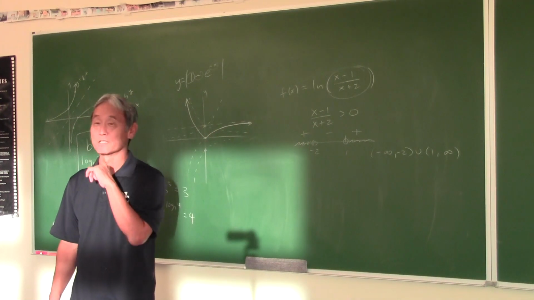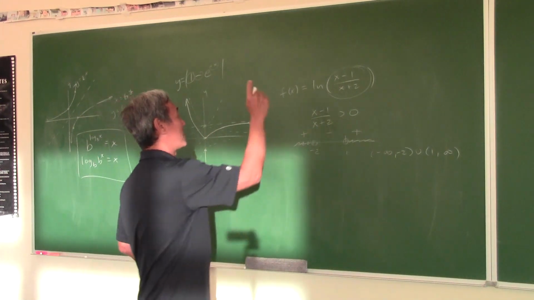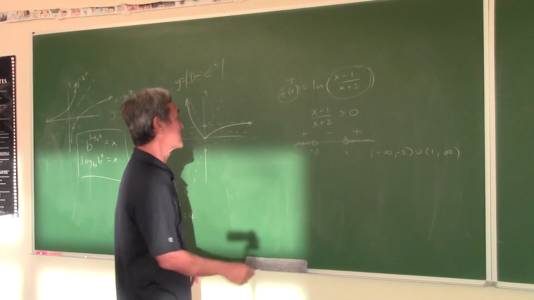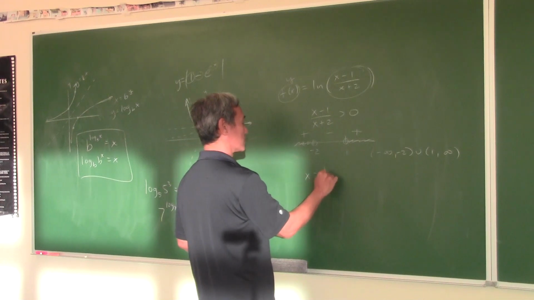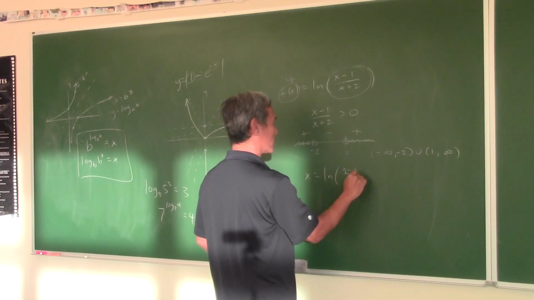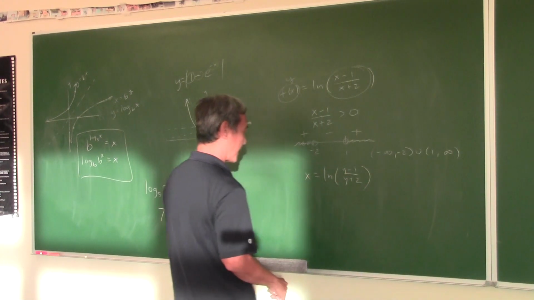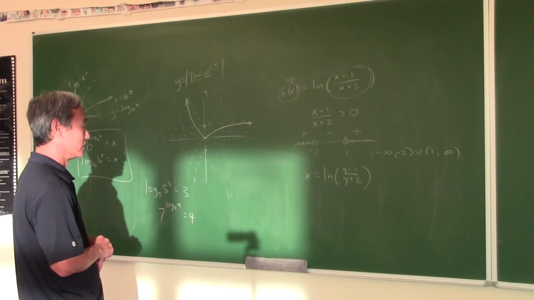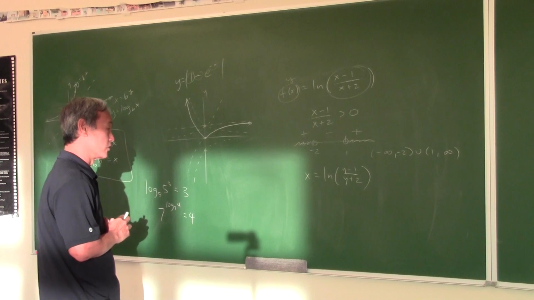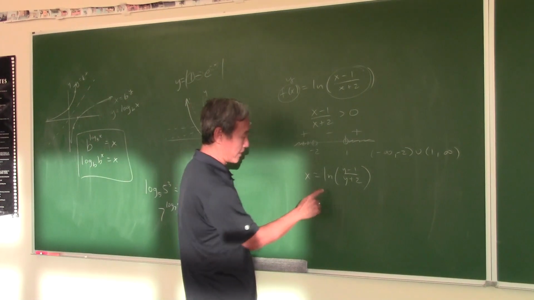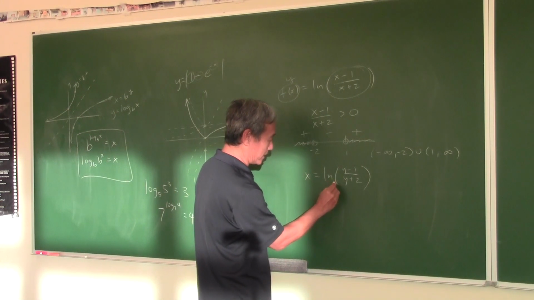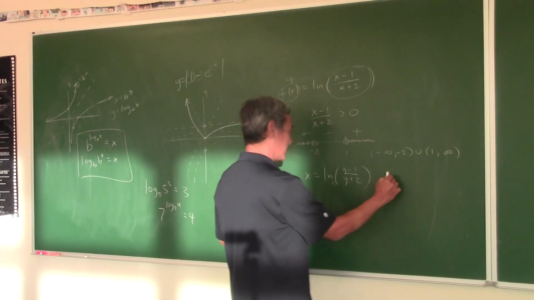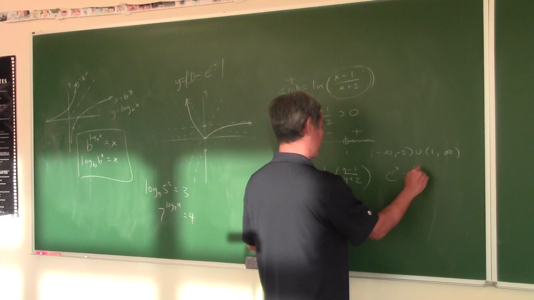Okay, and then part B says find the inverse. Now, how do you find the inverse of this? Well, think of this as y. You switch the x's and y's. So x equals natural log of y minus 1 over y plus 2. Okay, now what do I do? Well, your teacher last year told you to change it to exponential form, right? What's the base here that's not written? e. So isn't this the same thing as e to the x equals this? So e to the x is equal to this.